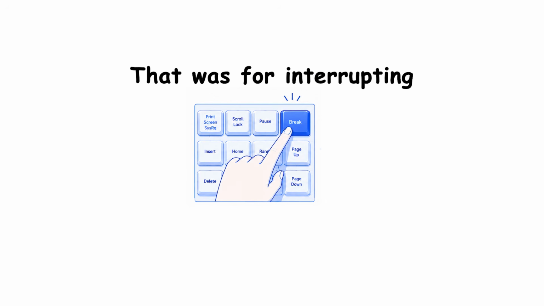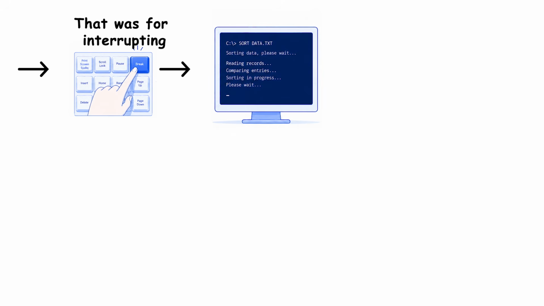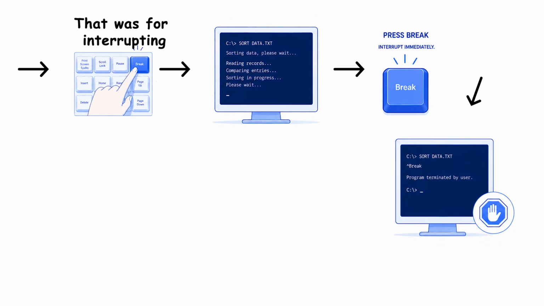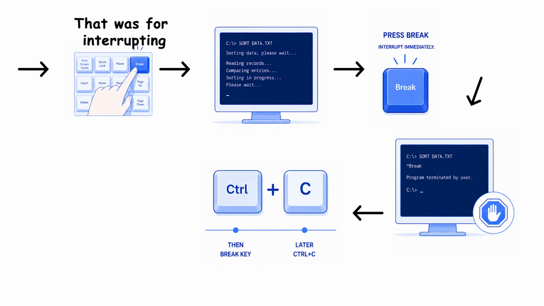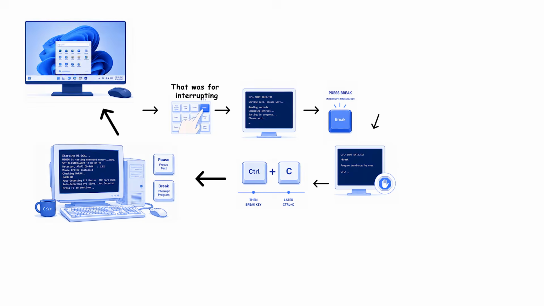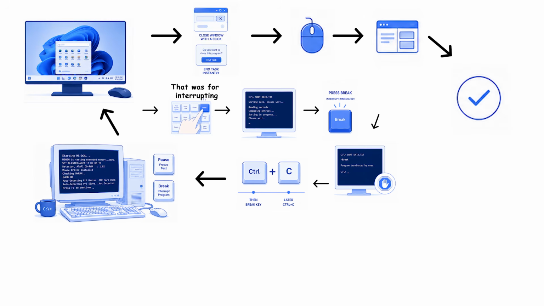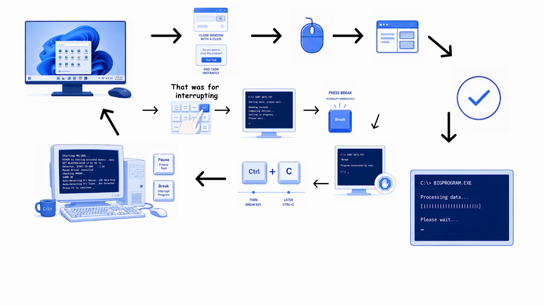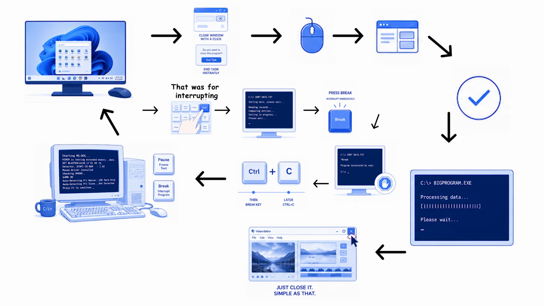And break, that was for interrupting. If a program was running and you needed to stop it immediately, you pressed break. It was the emergency stop button, the equivalent of Control+C before Control+C existed. Then Windows came along, graphical interfaces, mice, pretty screens. Nobody needed to freeze text anymore because everything was displayed nicely in Windows, and nobody needed to interrupt programs because you could just close them with a click. Pause break key became pointless overnight.